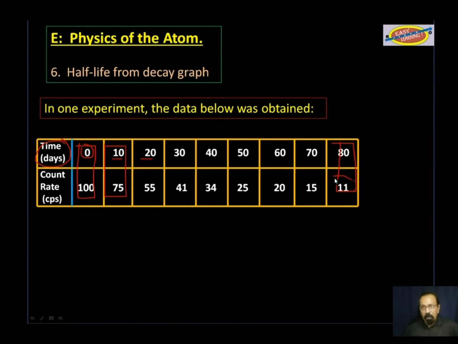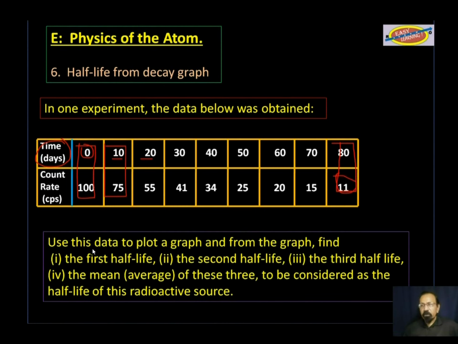Now, you are to use this data to plot a graph, and from the graph, find the first half-life, the second half-life, the third half-life, and then find the mean, which is the average of these 3, to be considered as the half-life of the radioactive source.